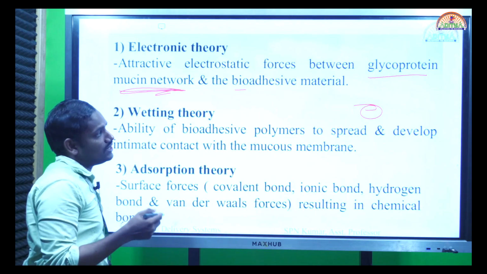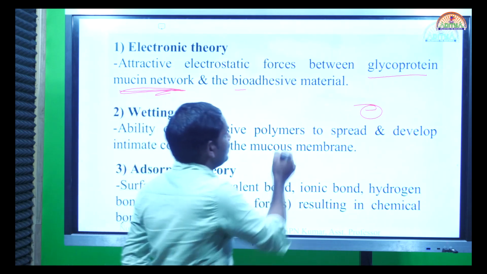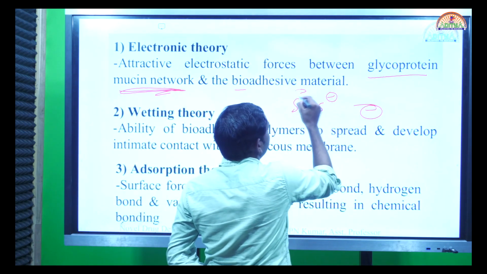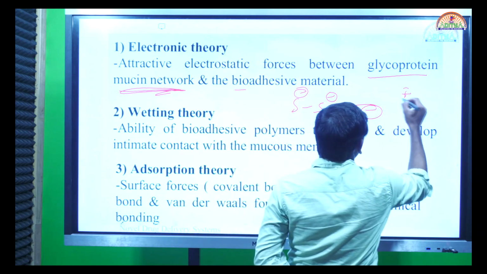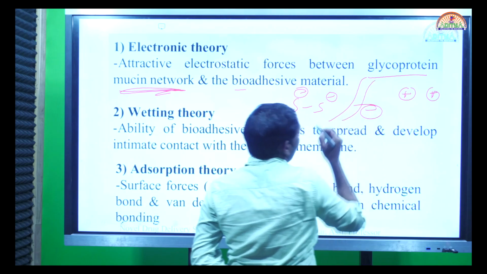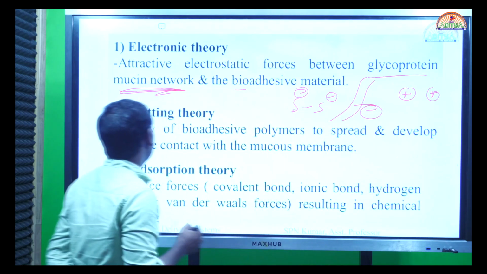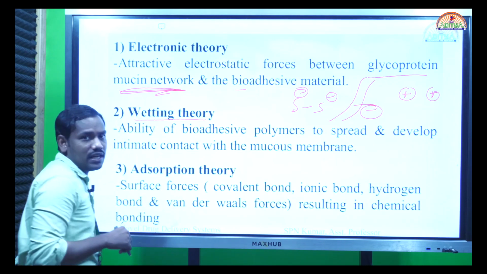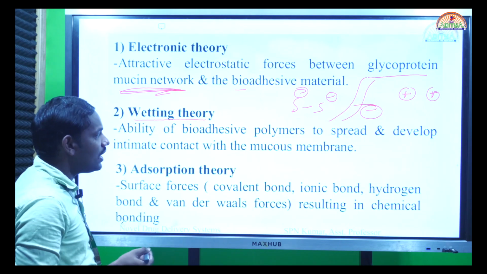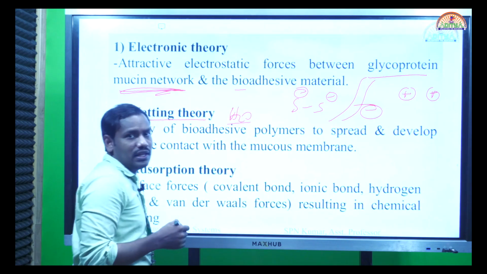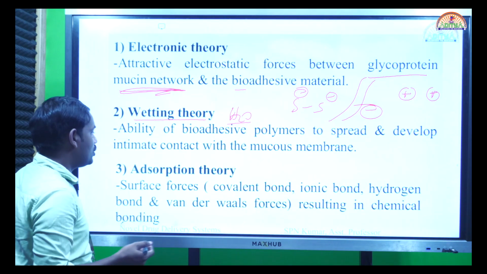Since the mucus is negatively charged, it has these disulfide bridges. If you are preparing a polymer whose charge is positive, due to this opposite charge, both of them will interact, which will result in mucoadhesion. So that's theory number 1. Theory number 2 is wetting theory. There are certain compounds which, when exposed to water, will swell, and due to this swelling there is entanglement or interpenetration between the molecules.